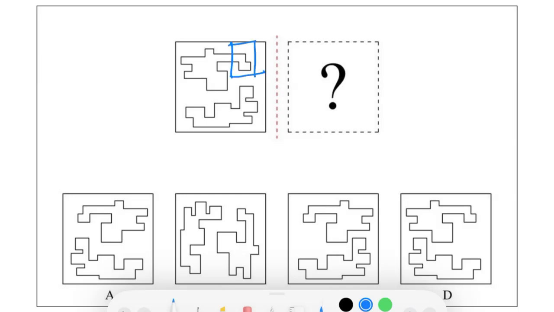Where is this part correct? That means it will be closer to the mirror. So it is closer here in option A and it is closer here in option C. That's it. Let's look at other elements between A and C. So let's focus on this part. This part is correct in A and this part is not correct in option C. Therefore, A is the only correct option.